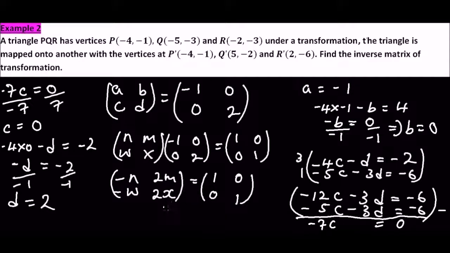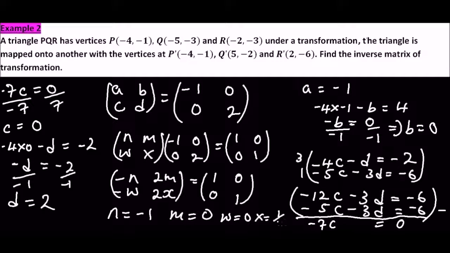From there, we equate the corresponding elements. So minus n is equal to 1, so n is equal to minus 1. And then we have m is equal to 0, because 2m is equal to 0. Divide both sides by m. Then our w is equal to 0, and our x is equal to a half.